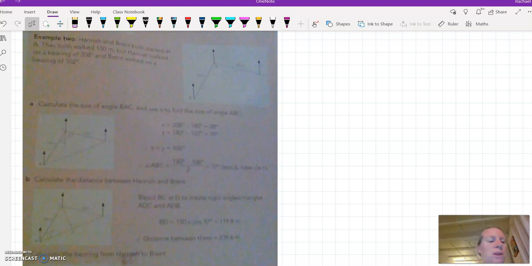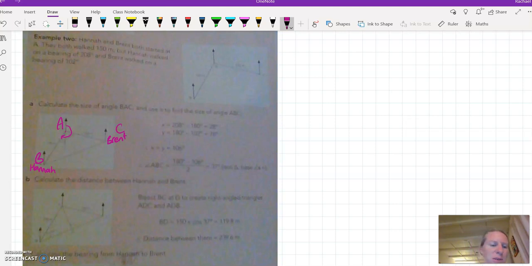Okay, Hannah walked on a bearing of 208. So Hannah, starting here from A, went all the way around there. 208 is larger than 180, so we know she's the one that's gone the furthest over there. So Hannah ends up over here on the left. Brent has gone on a bearing of 102 degrees. Okay, 102. So the first question is calculate the size of angle BAC. So we've got B down here, A here, and C. Size of BAC and use it to find the size of angle ABC.